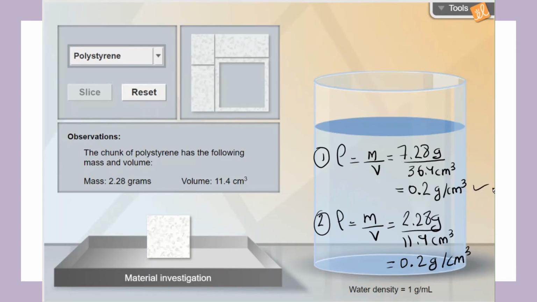What? I have the same density for both pieces. The first piece was a big piece, and now this is a smaller chunk, and they both have the same density.